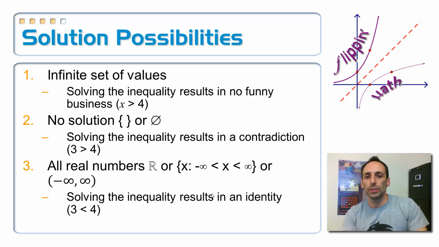The last one is if you have all real solutions, all real numbers. You either write the blackboard R, or in set builder notation, all x such that negative infinity is less than x is less than infinity, or you can write it in interval notation, negative infinity, comma, positive infinity. And this happens if you get yourself an identity, a true statement, something like 3 is less than 4. There you go.